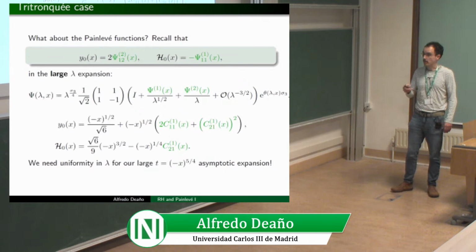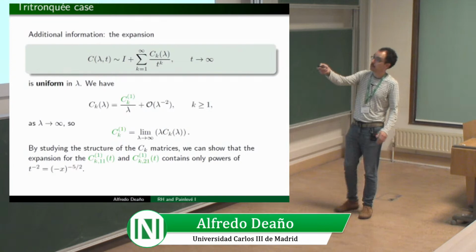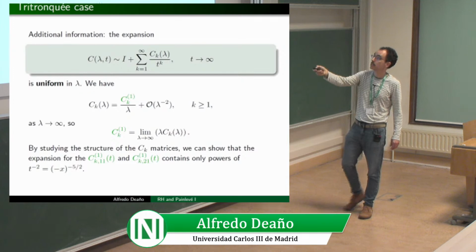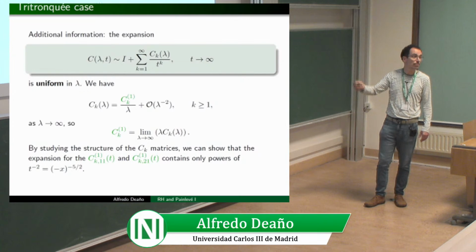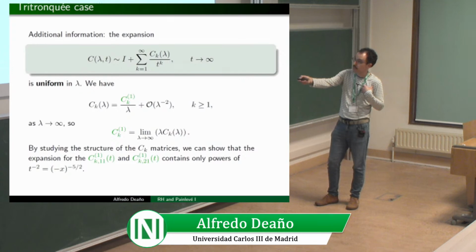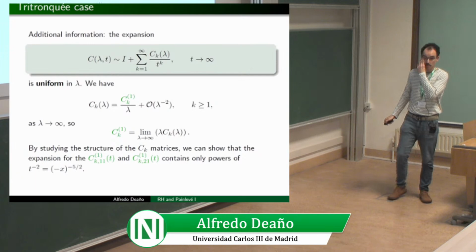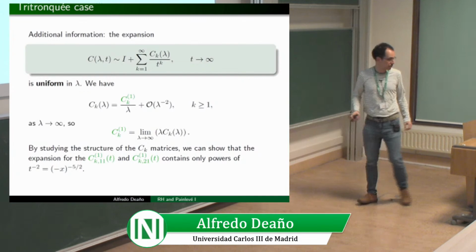And actually, this expansion is uniform. Each one of these C_k that goes with t to the minus k is actually like 1 over lambda at infinity. So I can get the matrix that I want as a limit of this matrix as lambda tends to infinity. That's how I compute them. And then you look at the structure of this C_k matrix, and then you look at these entries, and actually the expansion is not in inverse powers of t, it's in inverse powers of t squared, which is known: the expansion is in inverse powers of minus x to the 5 over 2, not 5 over 4. So that may be a complicated way to see it, but you can actually get it.